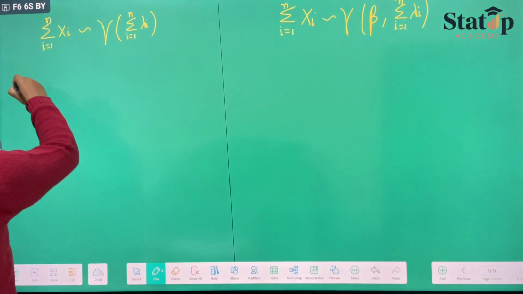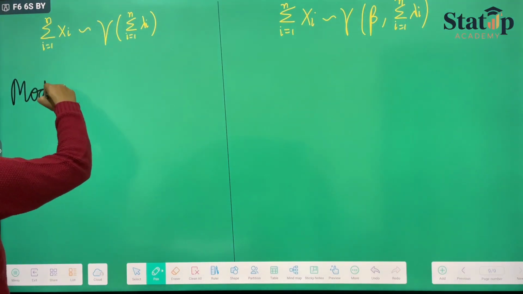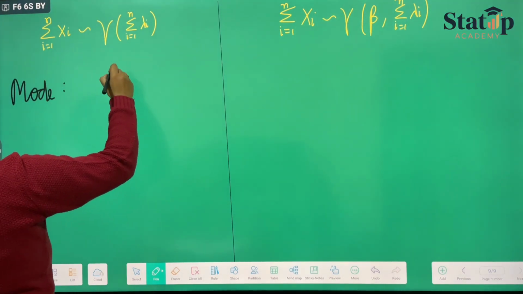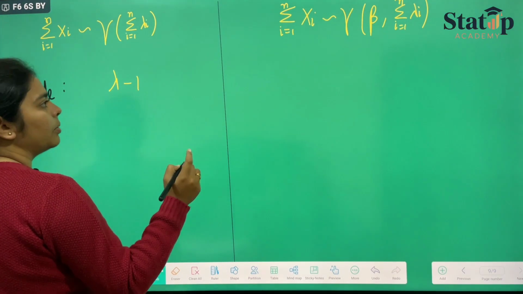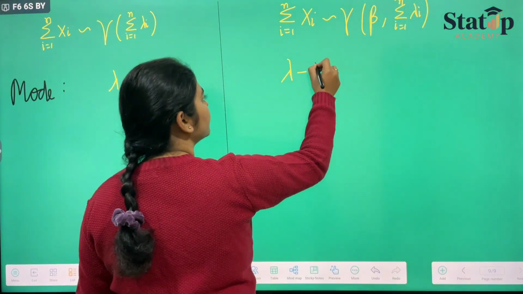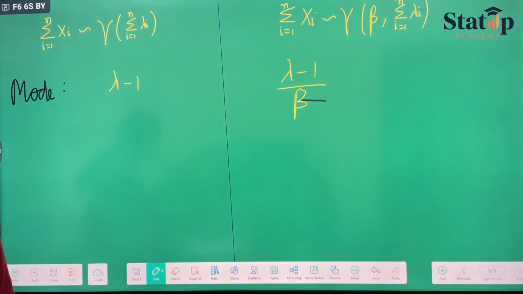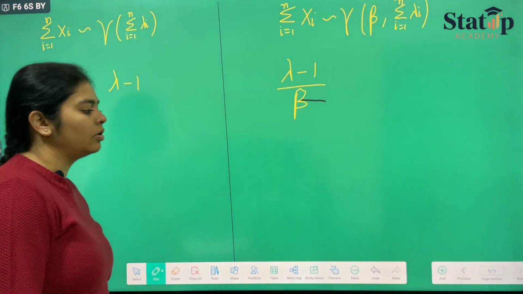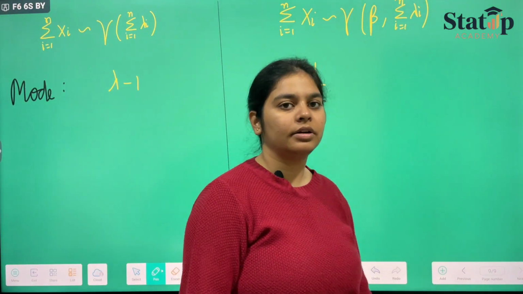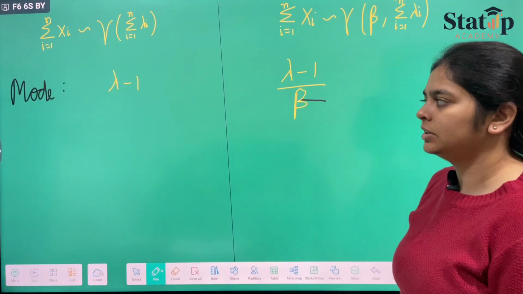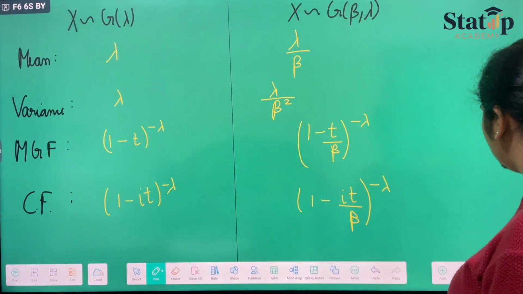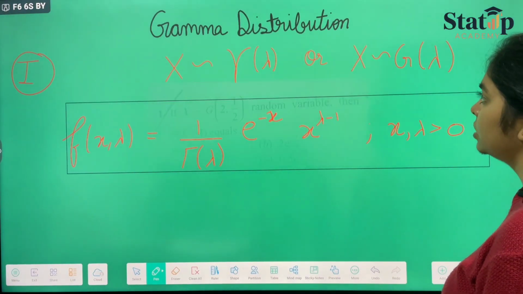One more property is there, of mode. It is lambda minus 1 for the one parameter distribution and lambda minus 1 upon beta for the two parameter distribution. That's it. That's all the properties that we have to do. Other properties that would be required, we'll be discussing in between the questions. Let us move to questions.